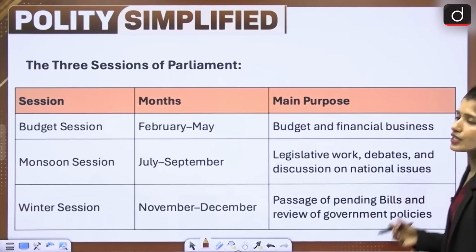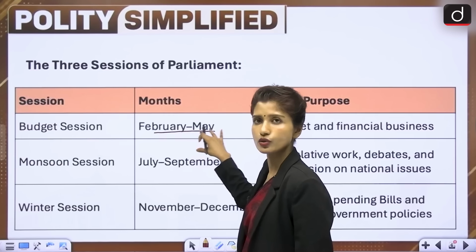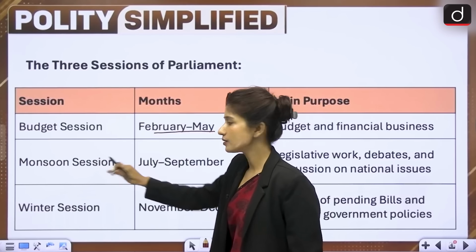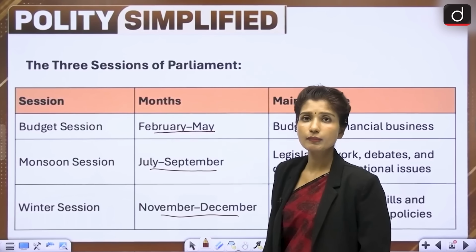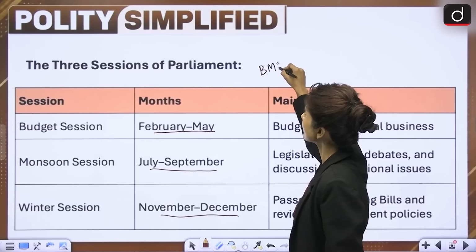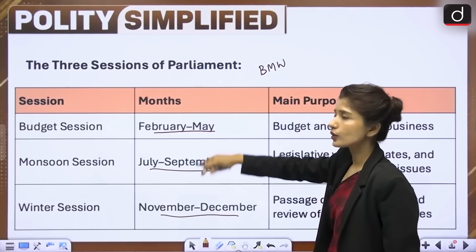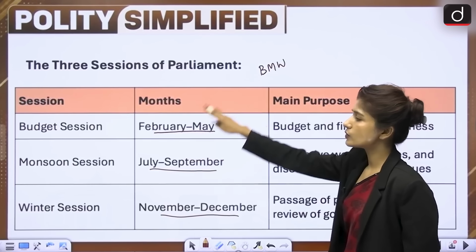Now, there are 3 sessions of the Parliament. First is the budget session, which happens from February to May. Second is the monsoon session, July to September. Third is the winter session, November to December. How would you remember it? A simple acronym, BMW. I'm sure you know about this car. BMW, in this order you can remember. B stands for budget, M is monsoon, W is winter session.